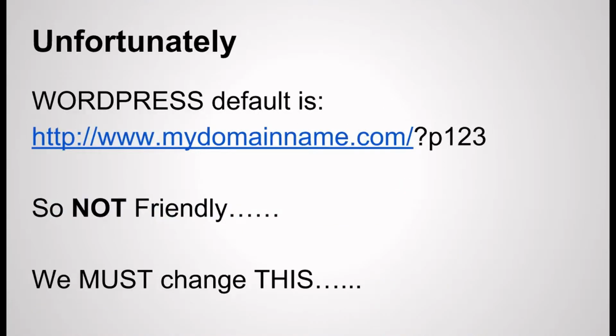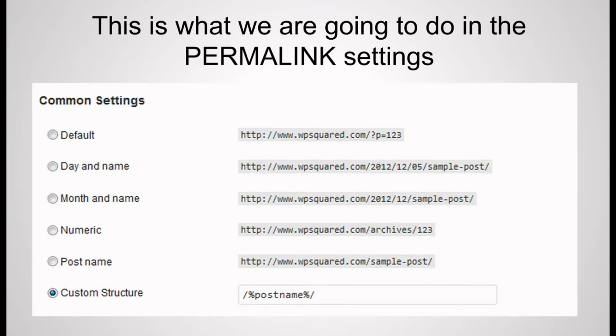Now the thing is, unfortunately, the WordPress default is this thing, mydomain.com and then question mark P123. This is coding, and the P refers to post. It's not very useful to anybody. It's just there for coding purposes. It's not friendly to search engines. It's not friendly to a user who's reading it or looking for content on the web. So this is not friendly, and we must change this. And this is what we're going to do in permalinks.